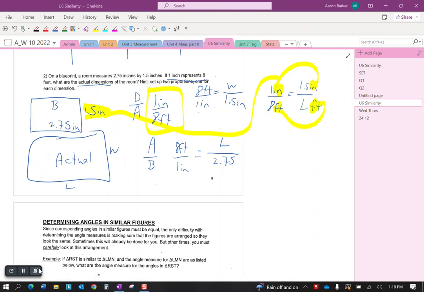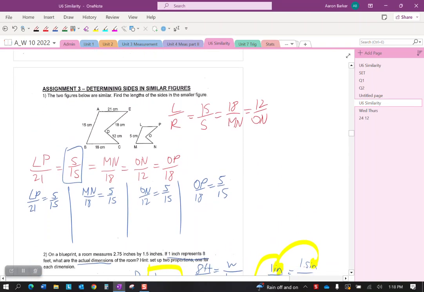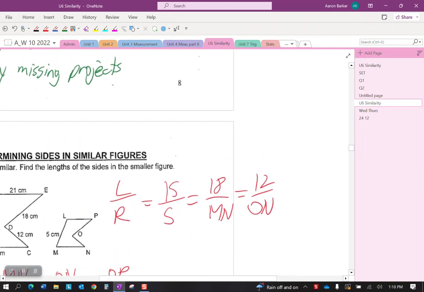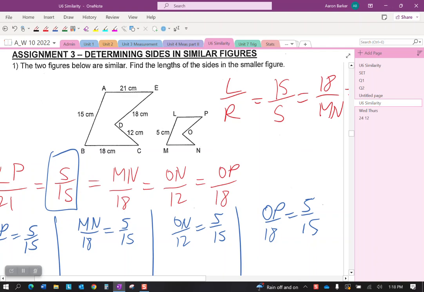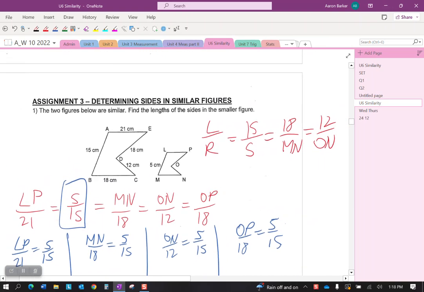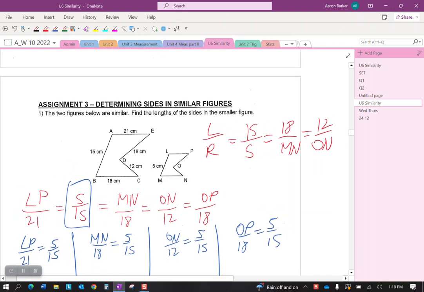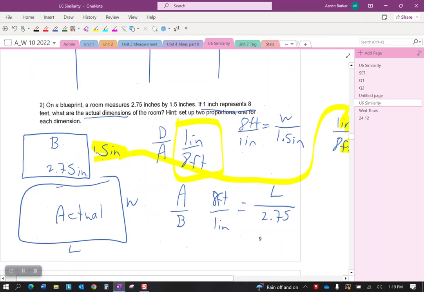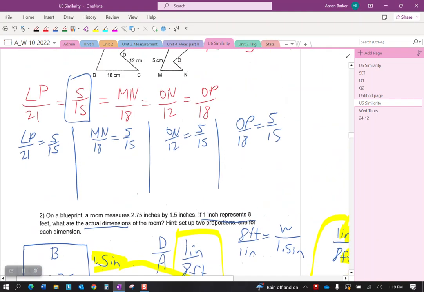Real quick here, once you have all your ratios set up, then you can make your individual fractions and solve for your unknowns. It doesn't matter if you put your left on top or your right on top. That's irrelevant. So if you look at your homework question, are you just copying it down? Don't just copy it down. You haven't copied down the right stuff.